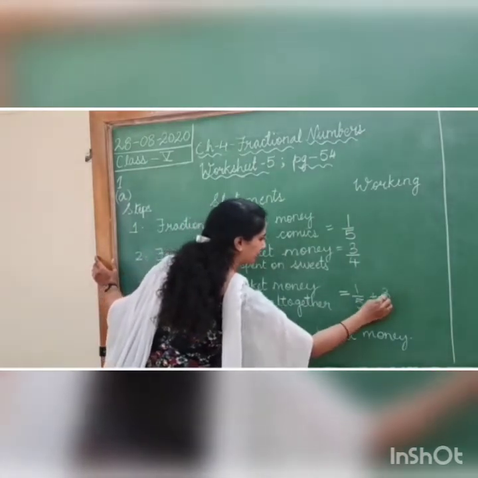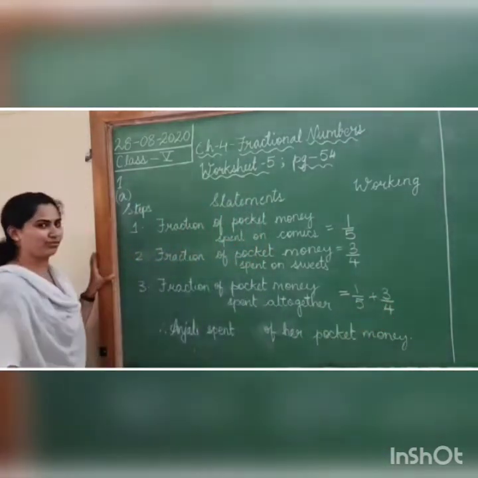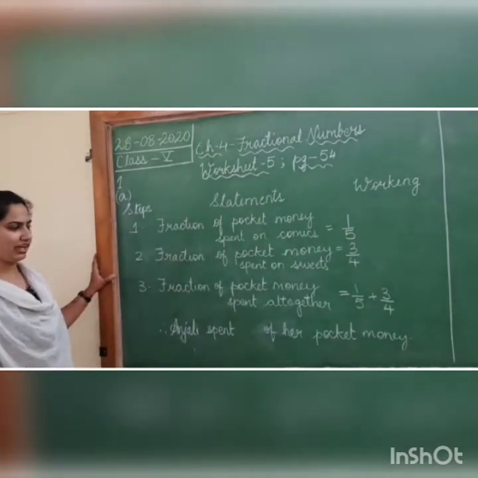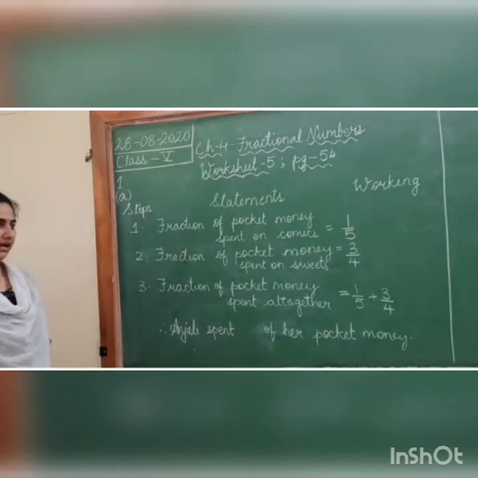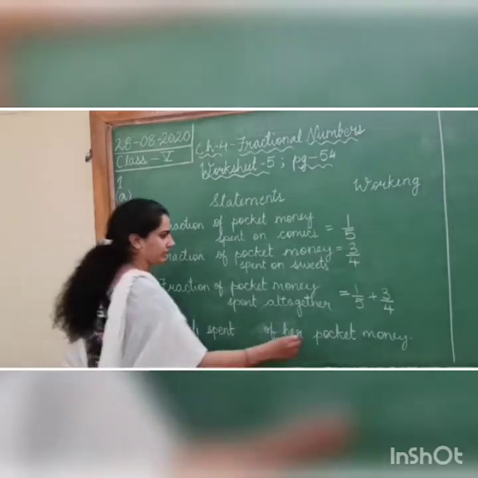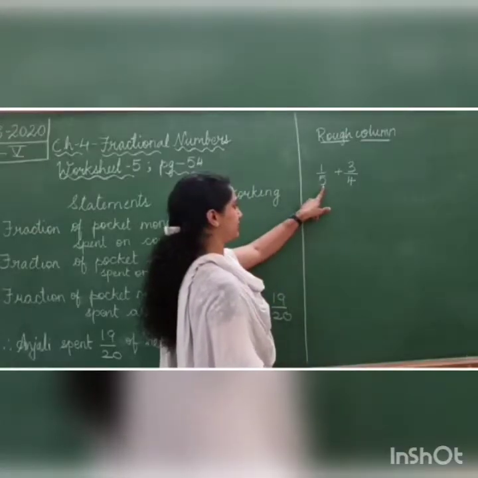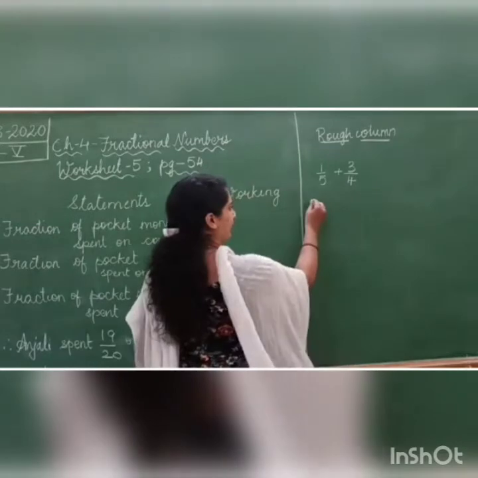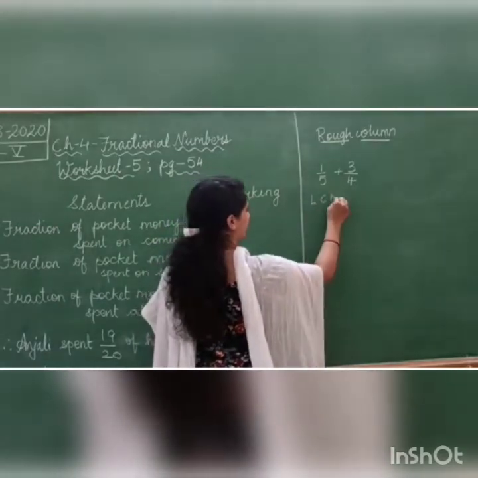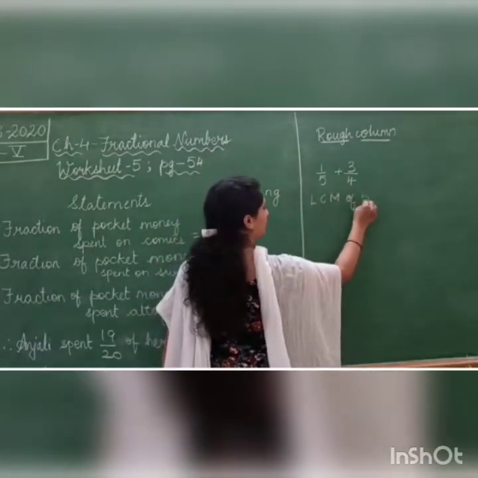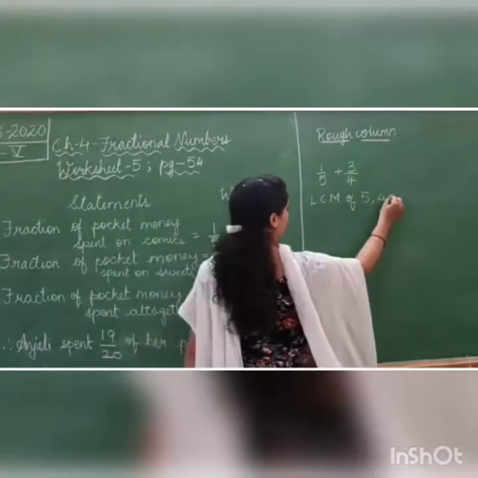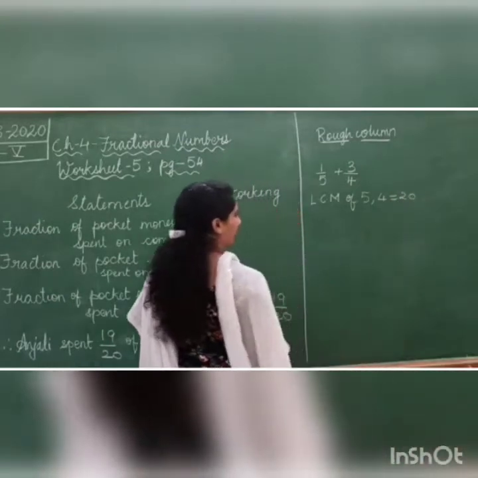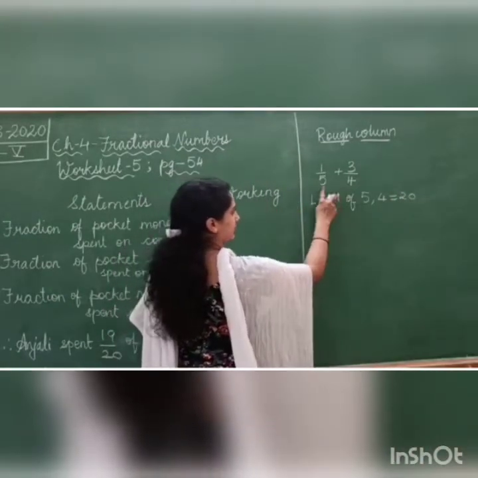1/5 plus 3/4. So when we have unlike fractions, we have to first take LCM, convert them into like fractions, and then add the numerators and keep the denominators same. So we have two unlike fractions, 1/5 and 3/4. We have to convert them into like fractions by taking LCM of the denominators. What are the denominators? 5 and 4. What is the LCM of 5 and 4? It is 20. Now I have to change the denominators as 20.